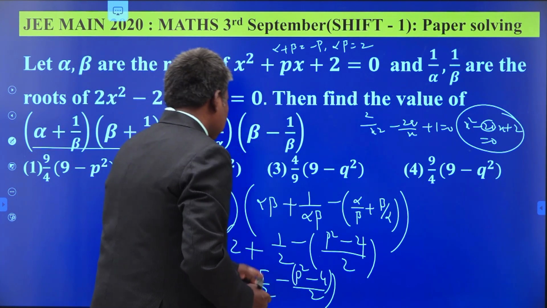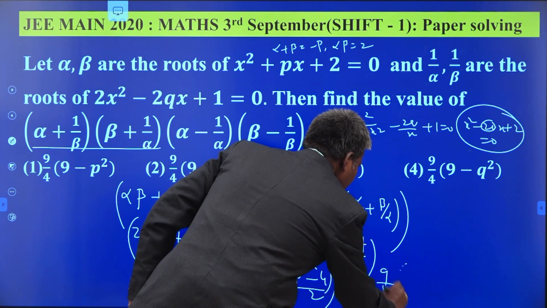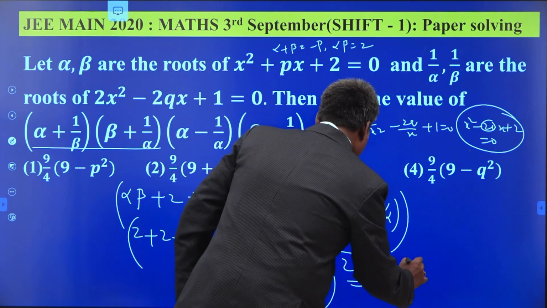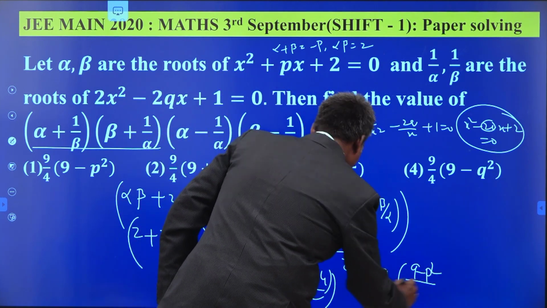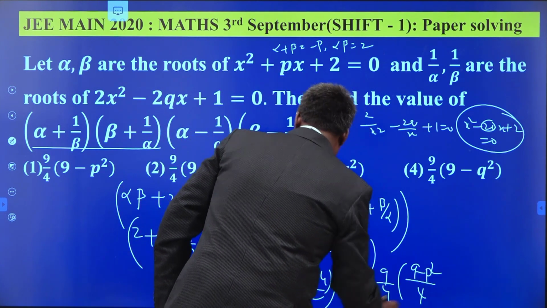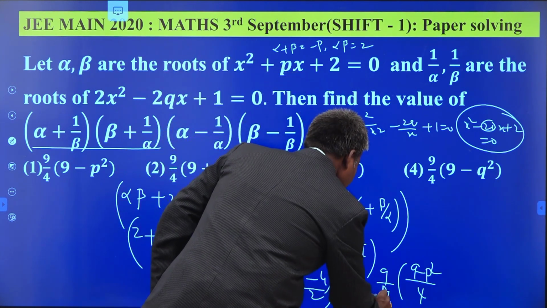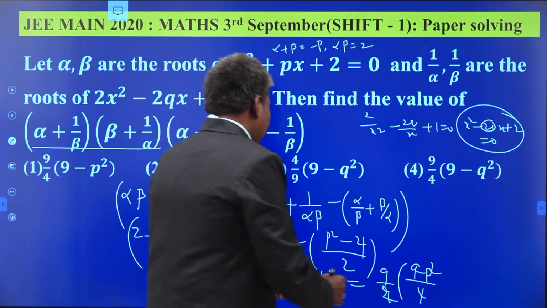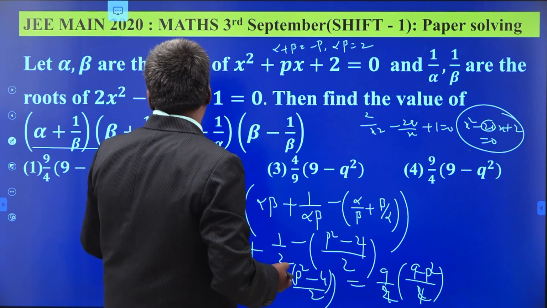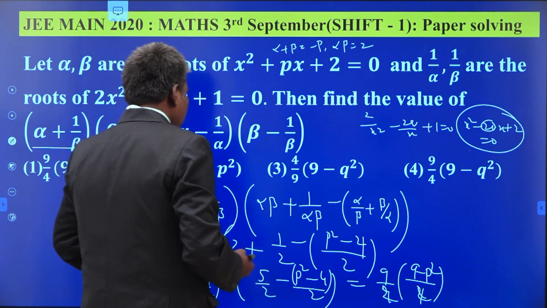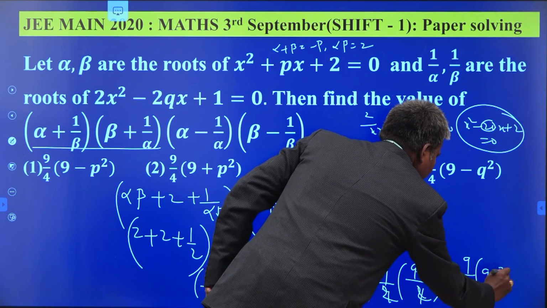Minus into minus, plus p square plus 9 by 2. 9 by 4 times p square plus 4. This is 9 minus p square by 4. 9 by 2, this is 9 by 2 itself only. 9 by 2, 9, this is 2. 9 minus p square by 4. See the first option: 9 by 4 times 9 minus p square.